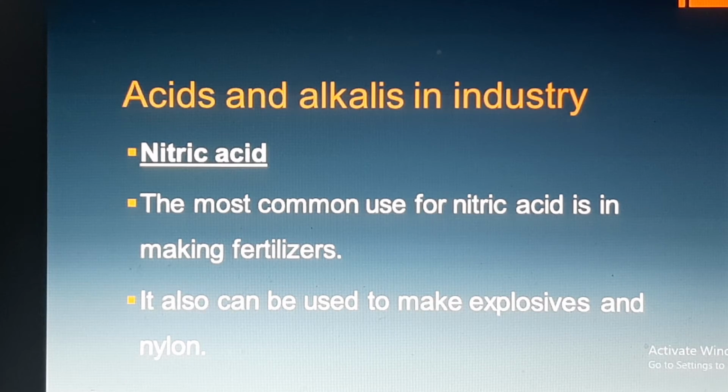Nitric acid is one of the compounds used for making fertilizers. The second use of nitric acid is to make explosives and nylon. Explosives means crackers, so crackers are made using nitric acid. So nitric acid is one of the raw materials used for making fertilizer, explosives and also nylon. Nylon is a type of cloth. It is also used for making nets, fish nets, and is made of nylon. It is a polymer.